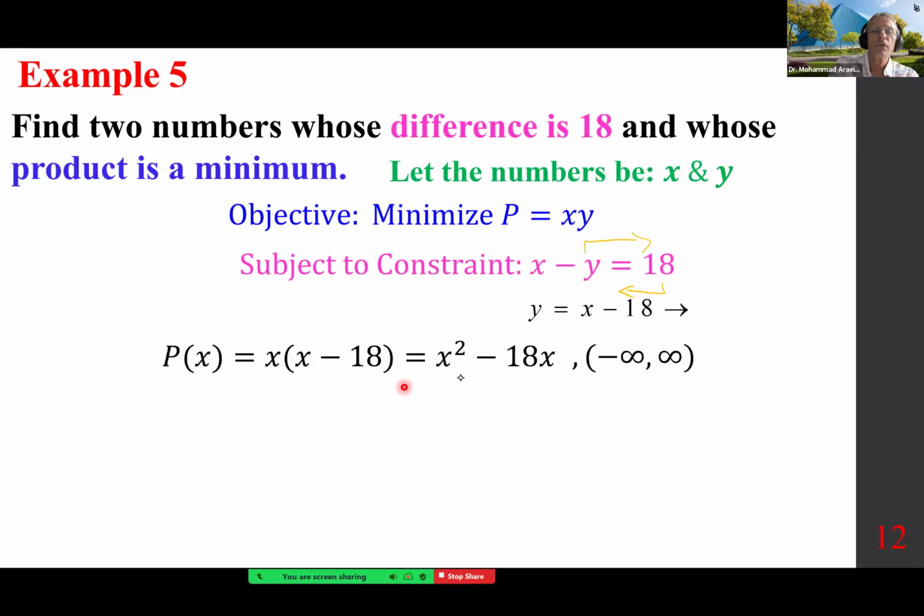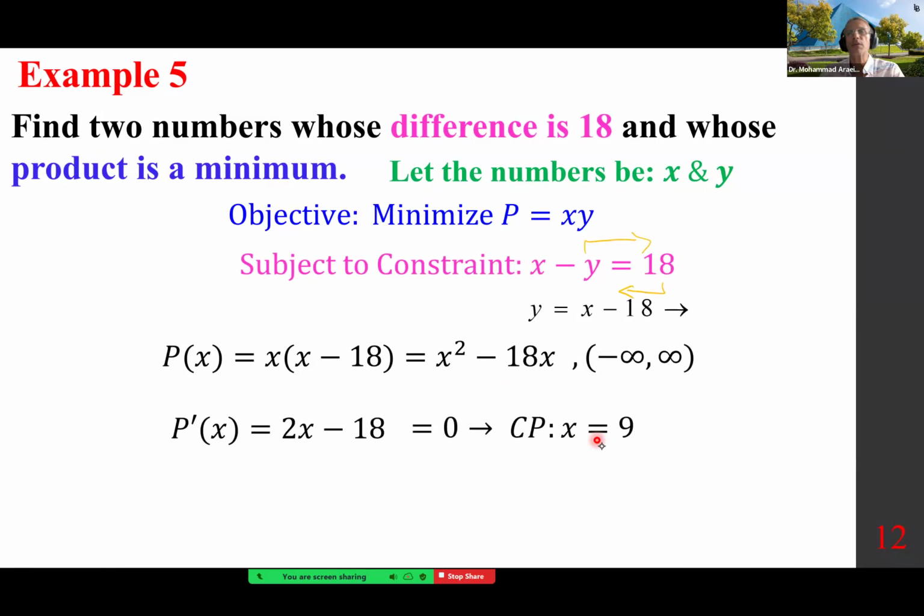We take a derivative, 2x minus 18. When we set it equal to 0, the CP becomes x equals 9. We have one critical point. We have an open interval. So whether we do the first or second derivative test, local becomes absolute.